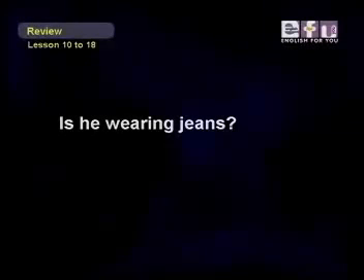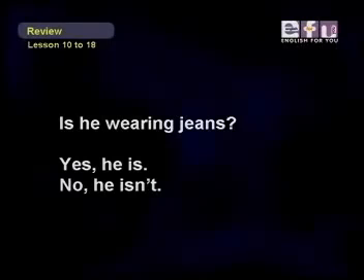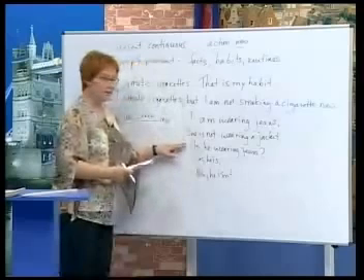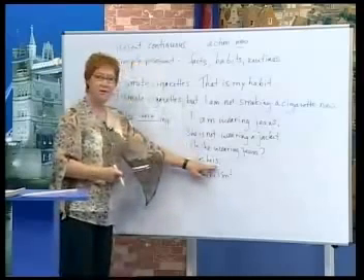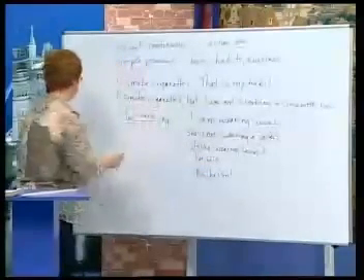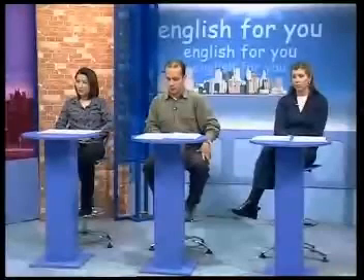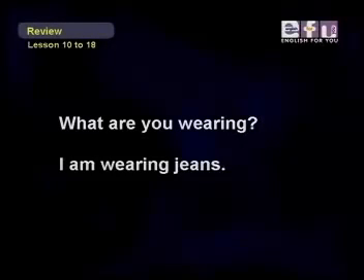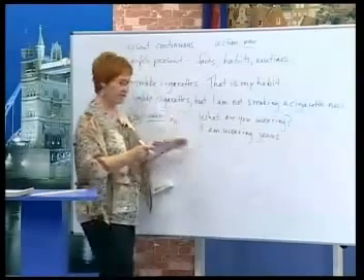Here's the question. Is he wearing jeans? Yes, he is. Or no, he isn't. Now remember, if the question begins with a be verb, it's a yes-no question, and you answer with the right be verb. Okay? Now, we can also ask information questions. So let me make some room here. Here's some information questions. What are you wearing? I am wearing jeans. What are you wearing? I am wearing jeans. Okay.